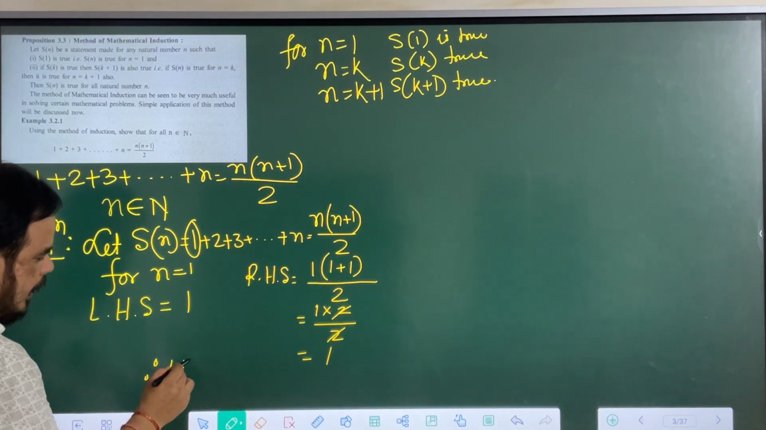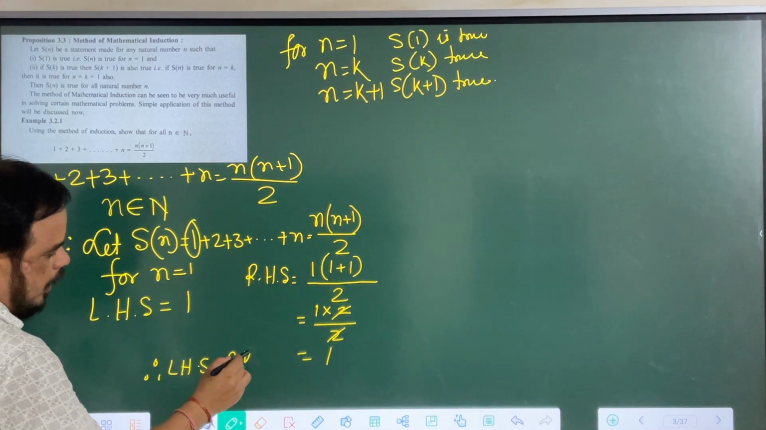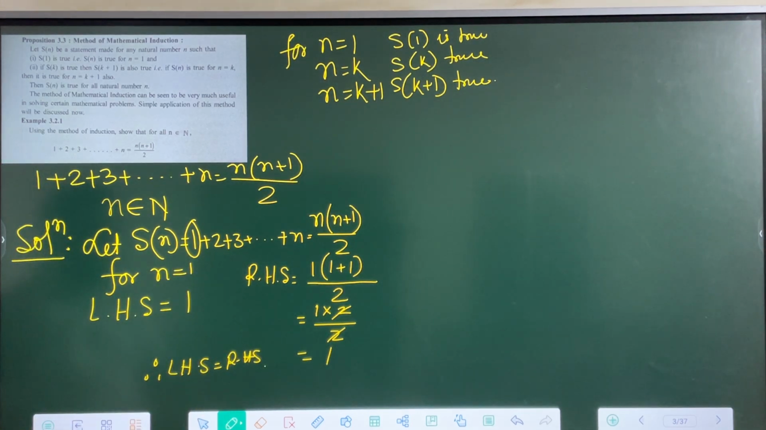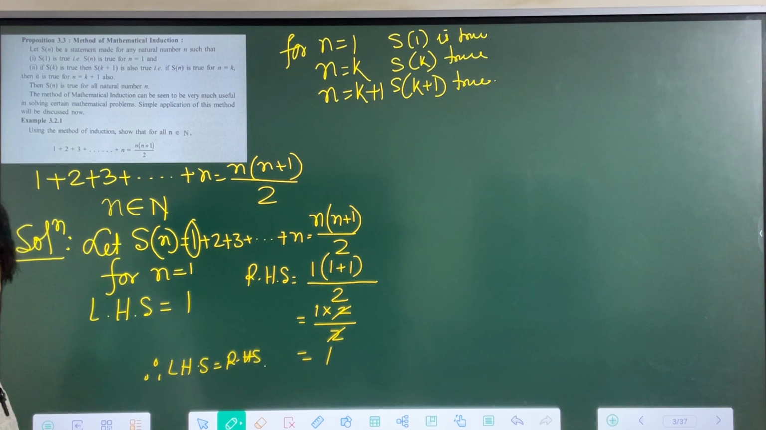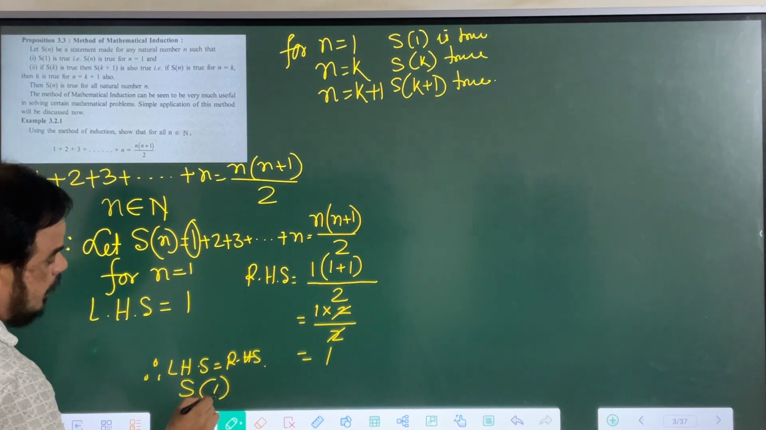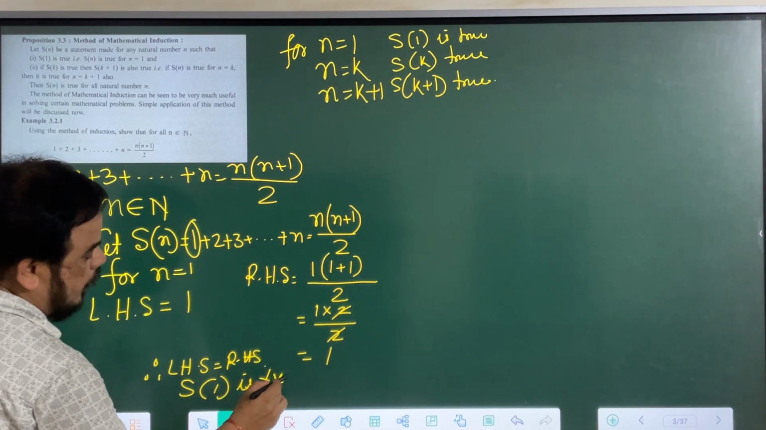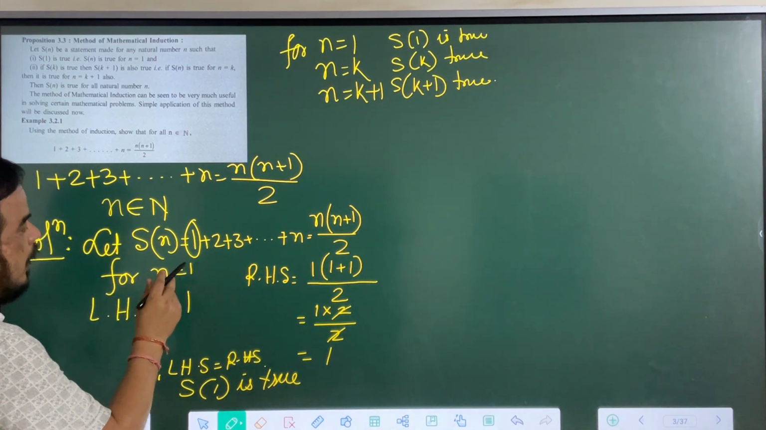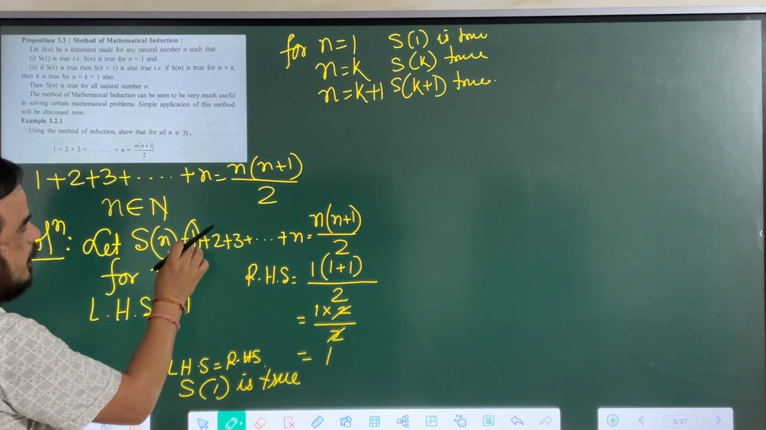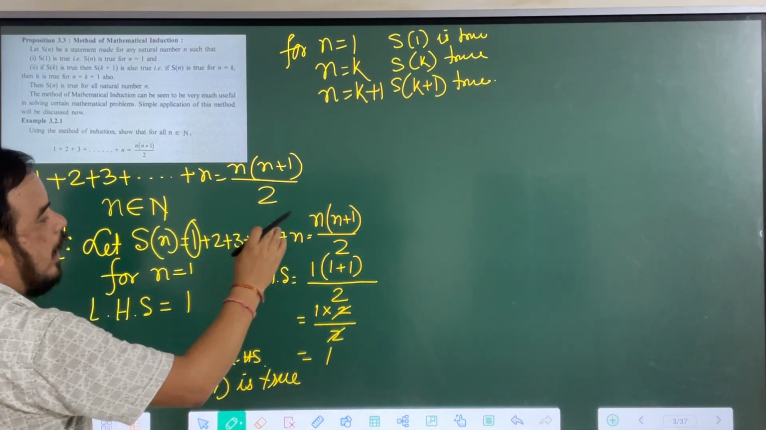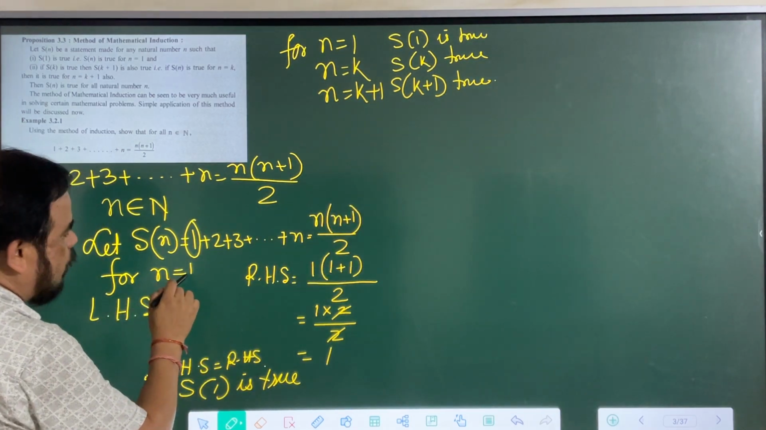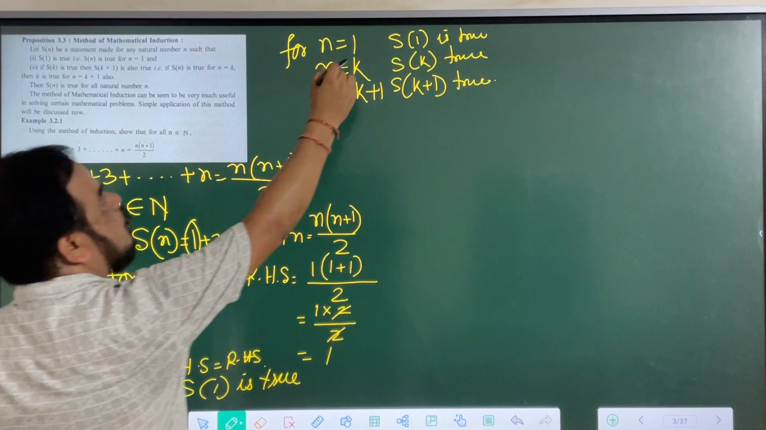Therefore, LHS equals RHS. So whatever I have written, you have to write it as it is. Now we have to write that S1 is true. For n equals 1, meaning the first term, we take the LHS. Sometimes it may need some calculation, so we do that calculation, and whatever we get, we get here. In place of n we put n equals 1. Now n equals 1 is finished.